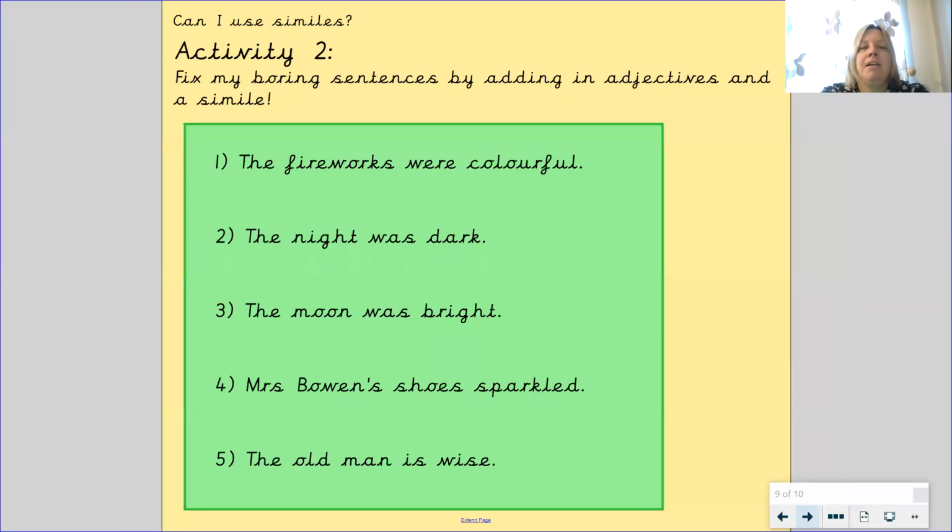Activity two. Fix my boring sentences by adding in adjectives and a simile. So when I was writing my sentences, I was very tired. I think you can improve them by adding in adjectives and a simile. So the fireworks were colourful. When you write your sentence, I'd like you to remember your best handwriting, that you've got your punctuation in your writing. And can you also underline the adjective and the simile in your writing for me?